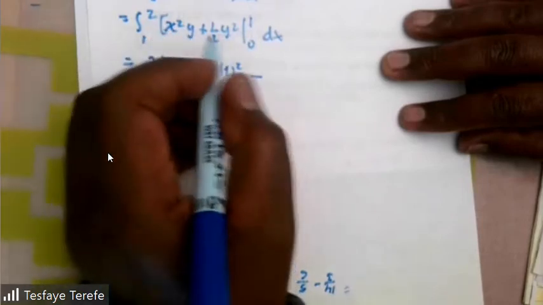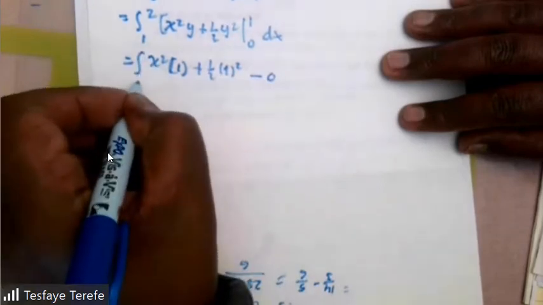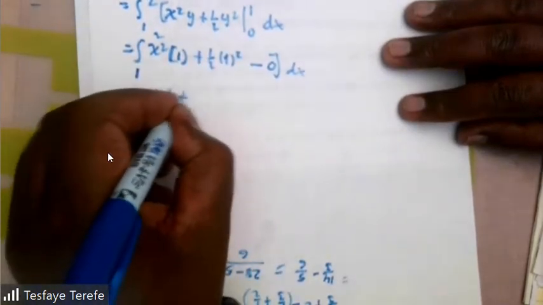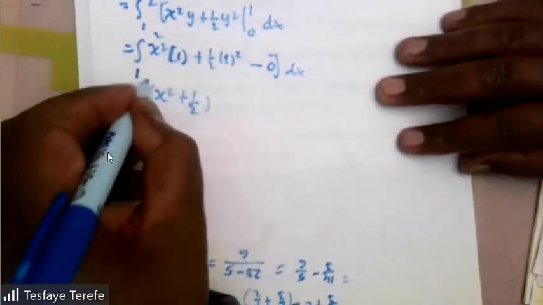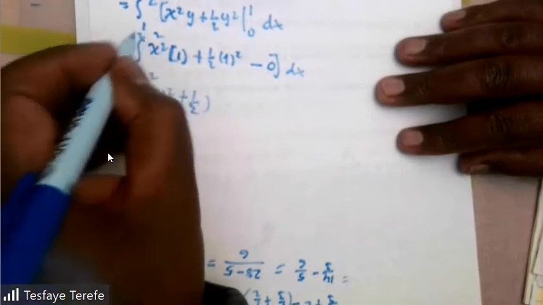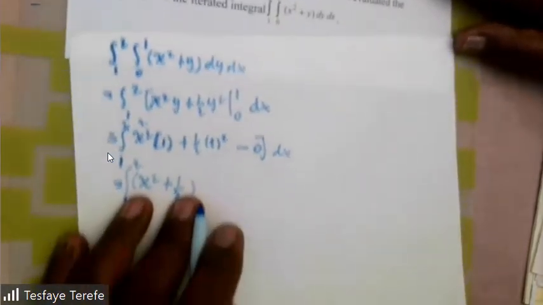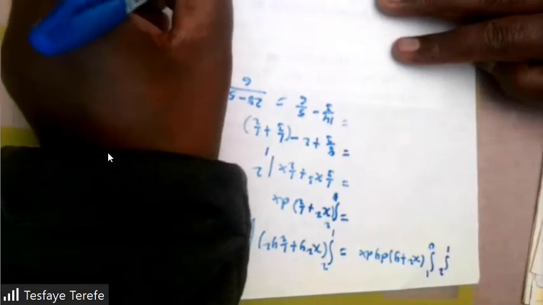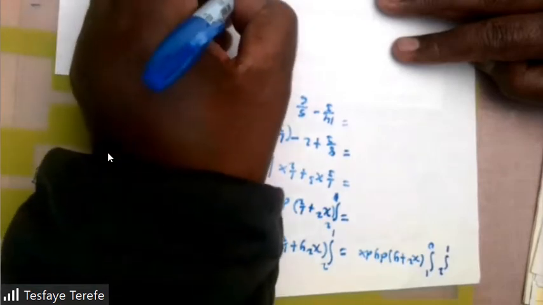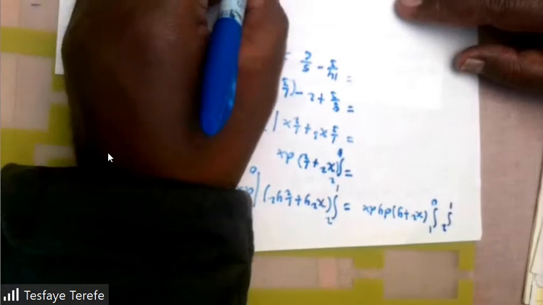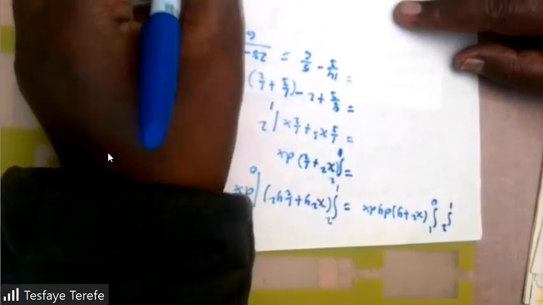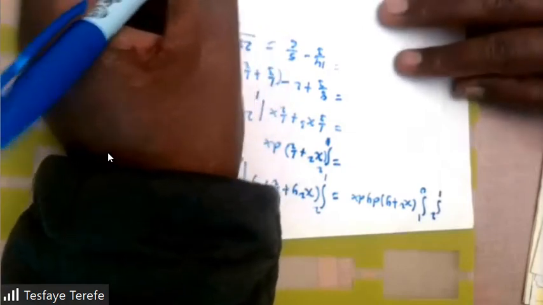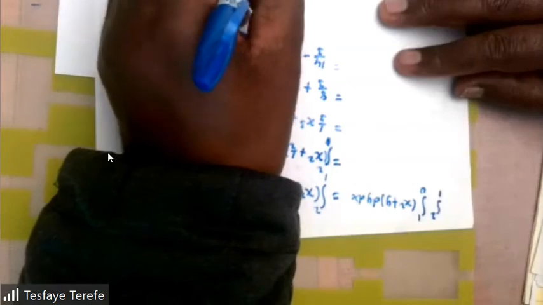This is going to be 0 times x squared is 0, and here 0 squared is 0, evaluated from 1 up to 2, dx. And that is x squared plus 1 half, integrated from 1 up to 2, dx. All right, so this is going to be x cubed over 3 plus 1 half x, evaluated from 1 up to 2, and 2 cubed is 8, 8 over 3, plus 1, and then minus 1 over 3 plus 1 half.